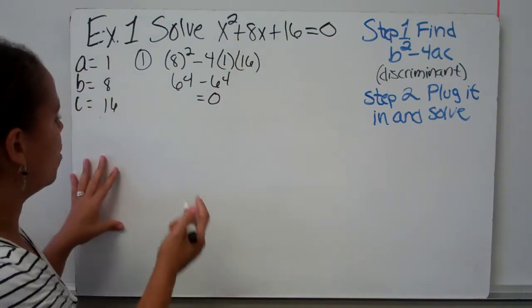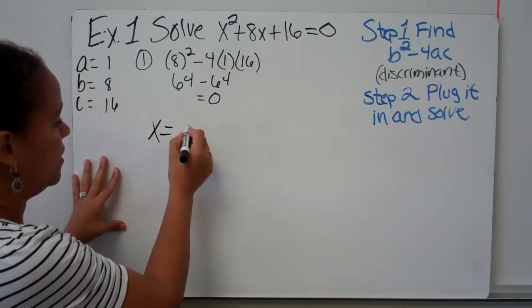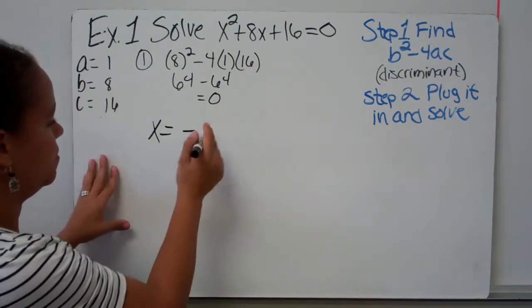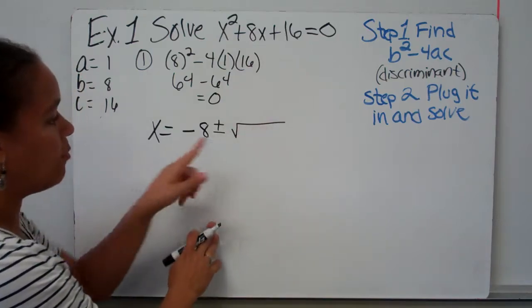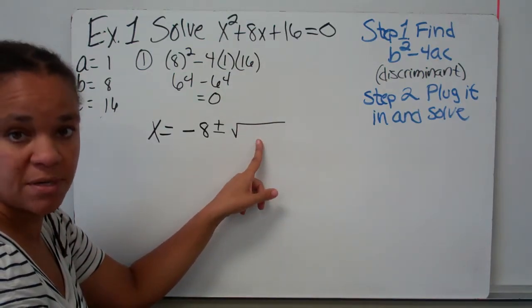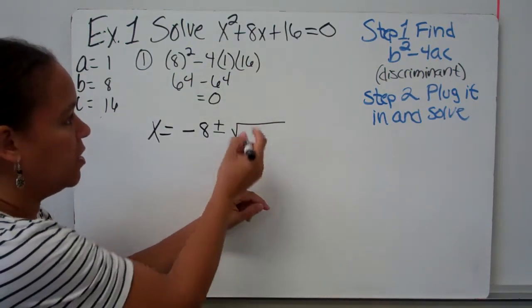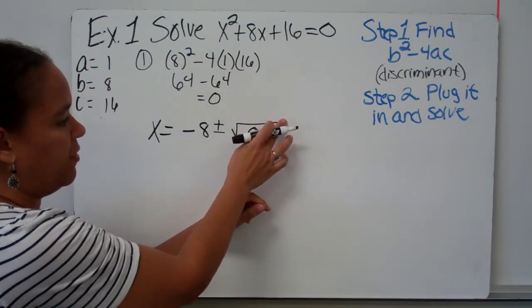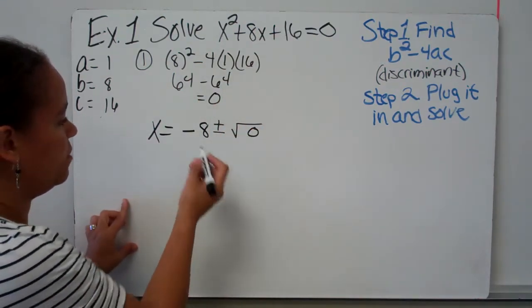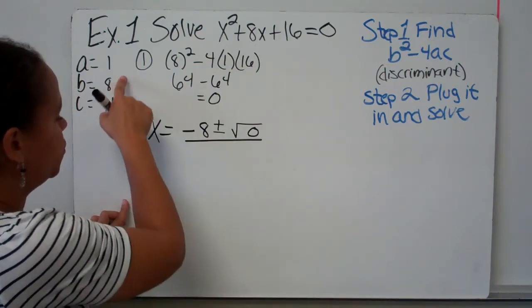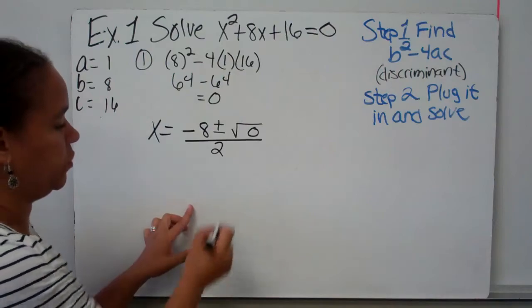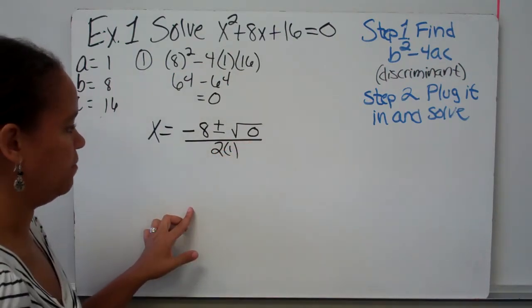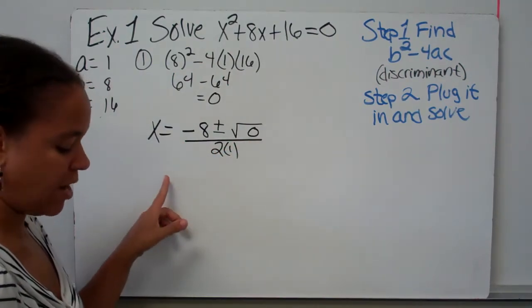Alright, so x is equal to the opposite of b plus or minus the square root, and we've already found what's under here, the square root of b squared minus 4ac. That's why we found that. So we can just plug our number in here. So the square root of 0 all over 2 times a. And of course a is 1, so all over 2, because it would really be 2 times 1.